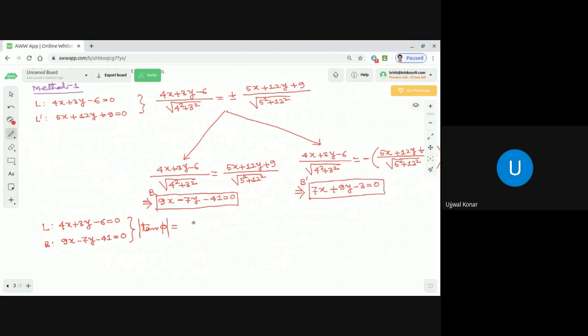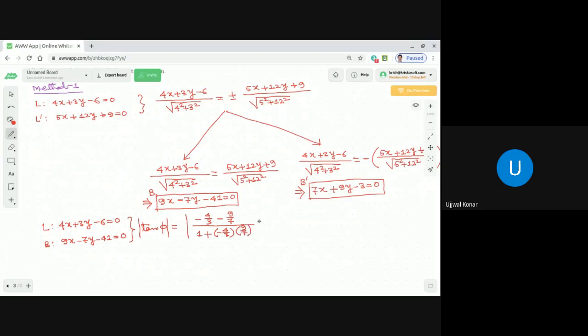The value of mod of tan phi we are going to get: the slope of the first straight line, that is L, is equal to minus 4 by 3. So that is minus 4 by 3 minus the slope of this other line, that is another bisector, B, which is 9 by 7. So minus 9 by 7, divided by 1, that is (m1 minus m2) by (1 plus m1 into m2), that is minus 4 by 3 into 9 by 7.